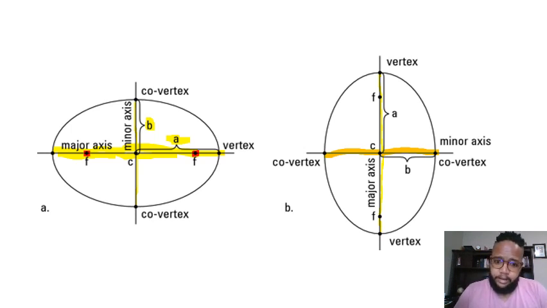The foci, again, are C units away from the center, except instead of going left and right to get the focus, you're going up and down. The reason you're going up and down, the major axis is vertical. And so, as you can see, whichever way the major axis is oriented, that determines where the vertex is going to be, and it determines where the foci are going to be.